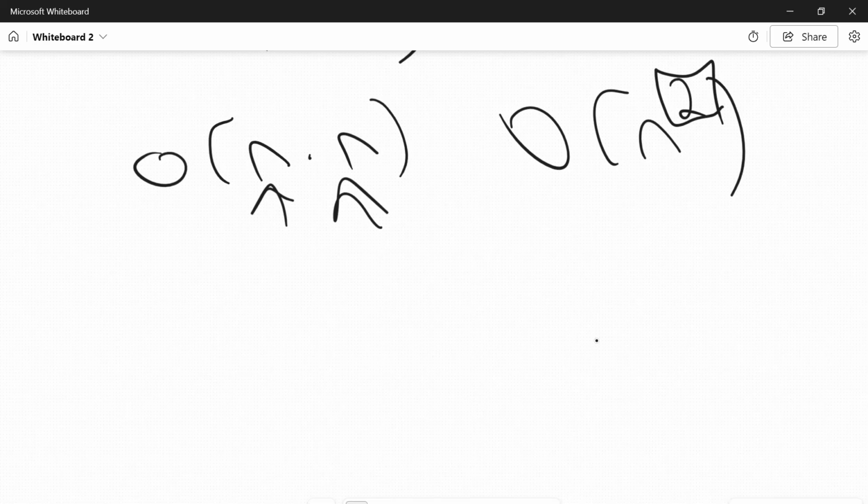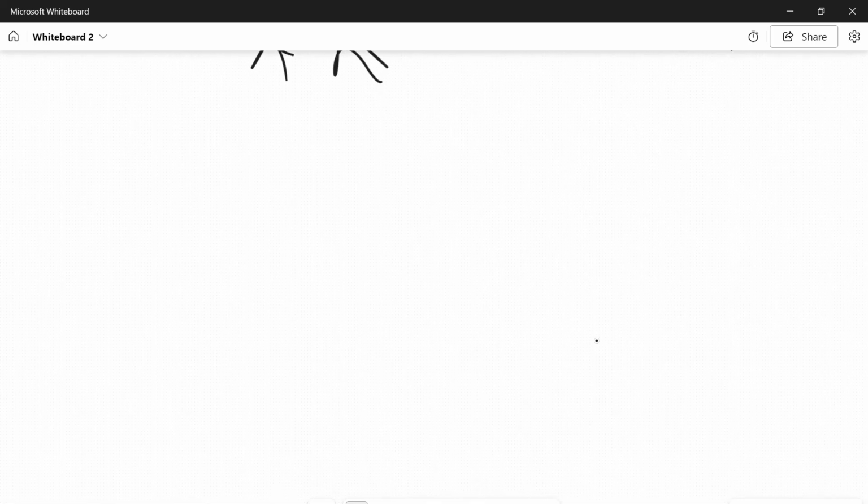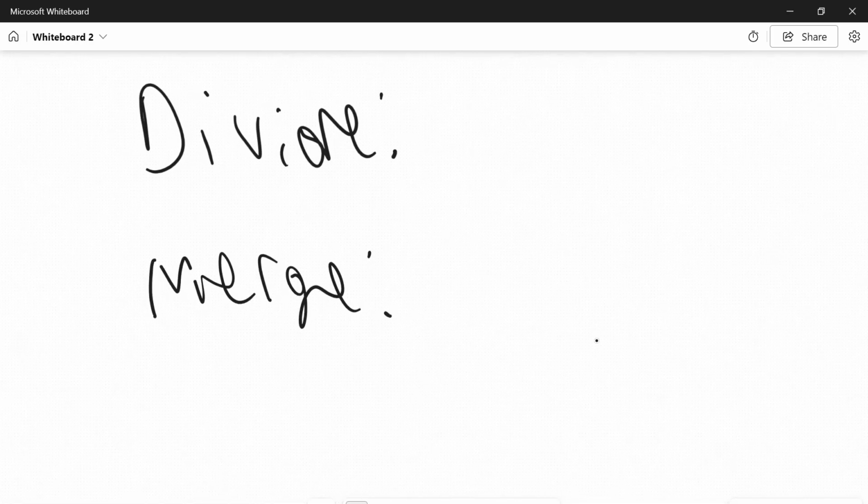But what about merge sort? How do we see the bigO of merge sort? Well, there are 3 steps to a merge sort. There's the divide step, in which we divide the list in half. There's the merge step. And then there's the sort step. I think those two should be reversed, but overall it doesn't matter. Those are the 3 essential steps we're going to have to do.